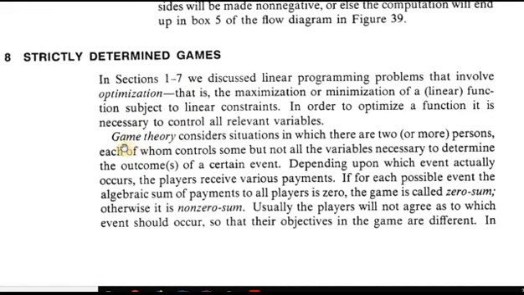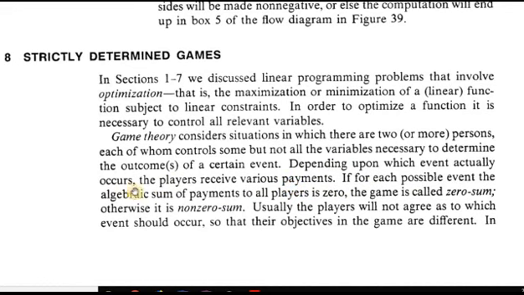So here, game theory in mathematics considers situations in which there are two or more persons, each of which controls some but not all the variables necessary to determine the outcome. That means that I can influence the outcome, my opponent can influence the outcome, but we can't determine it completely, either one. The outcome depends on what you do and what your opponent does. Okay? Depending on which event actually occurs, the player receives various payments. So again, depending on what you do, what your opponent does, you receive a payoff. There's no chance in this. If you know what you do, what your opponent does, that's what you get. So it's not a spinner game or some other kind of game where there's a chance element.